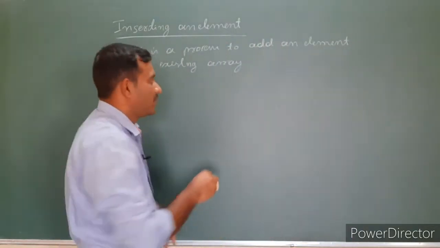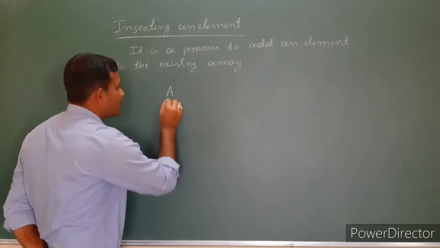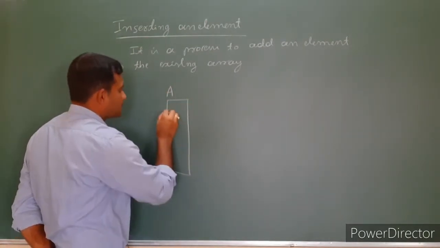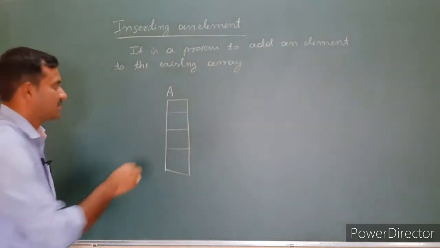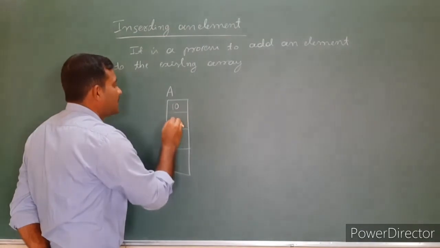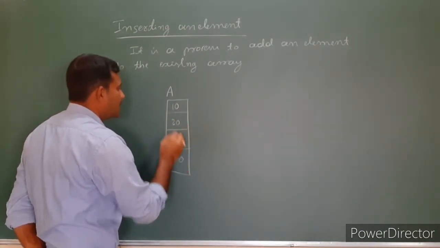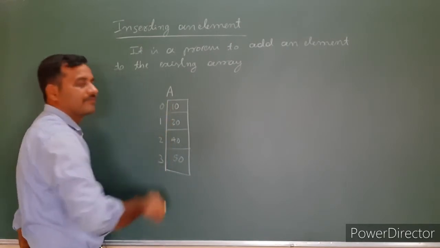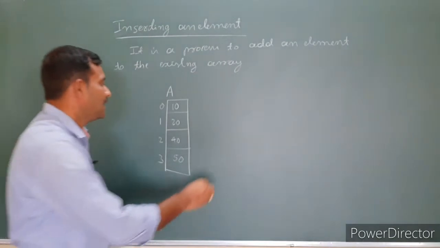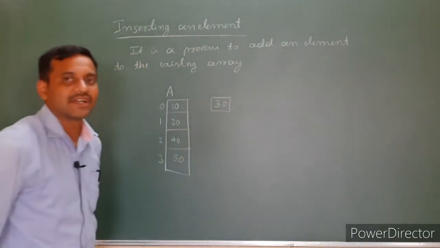Let's see an example. Let A be an array having n number of elements. Assume that there are 4 elements: 10, 20, 40, 50. Then index values are 0, 1, 2, 3. Then there is an element 30.